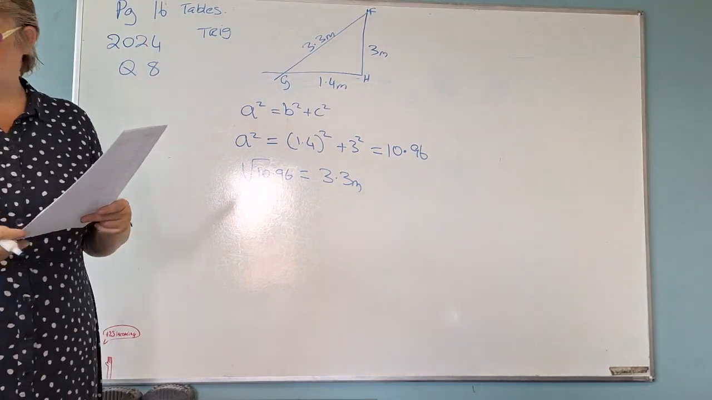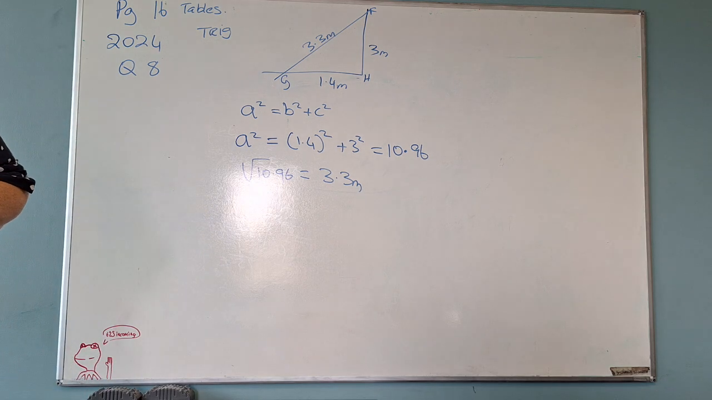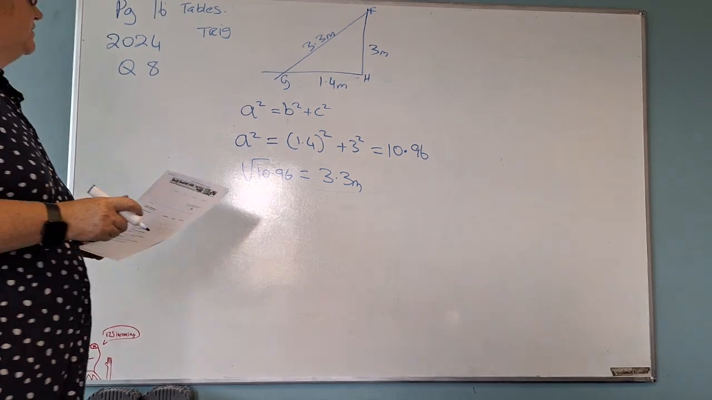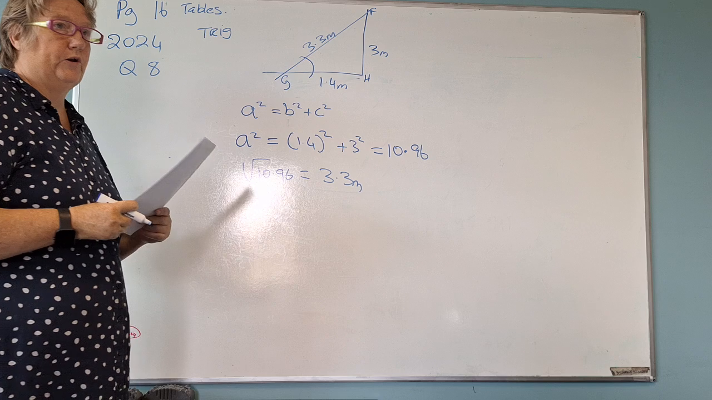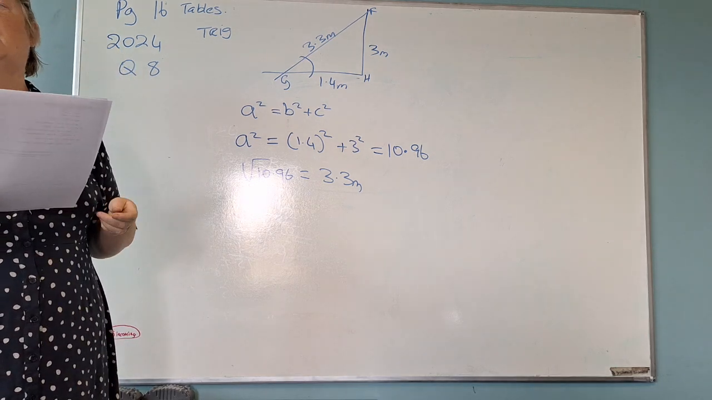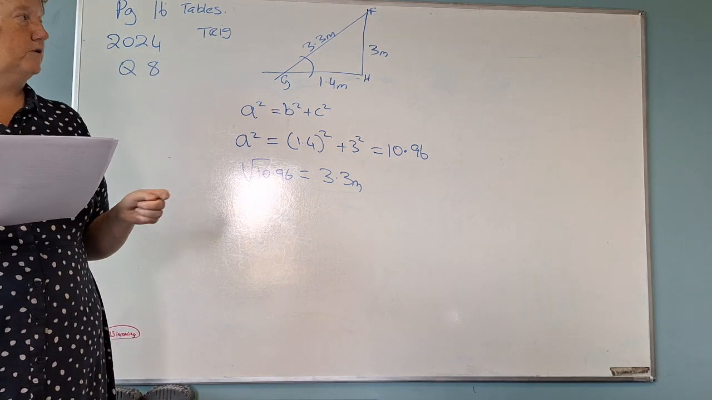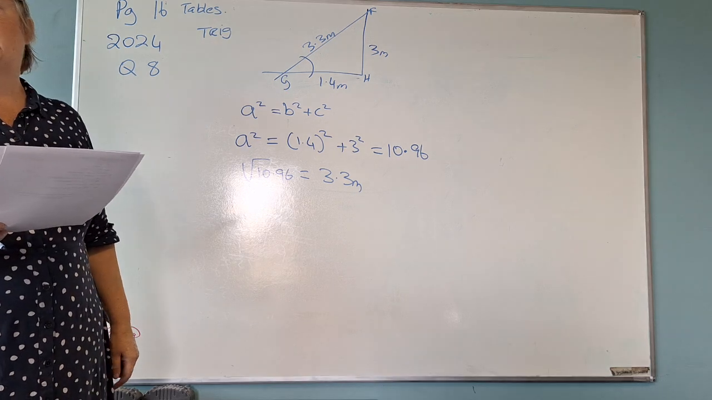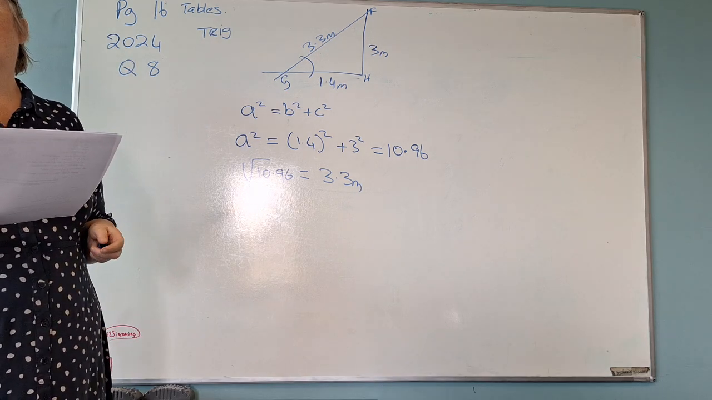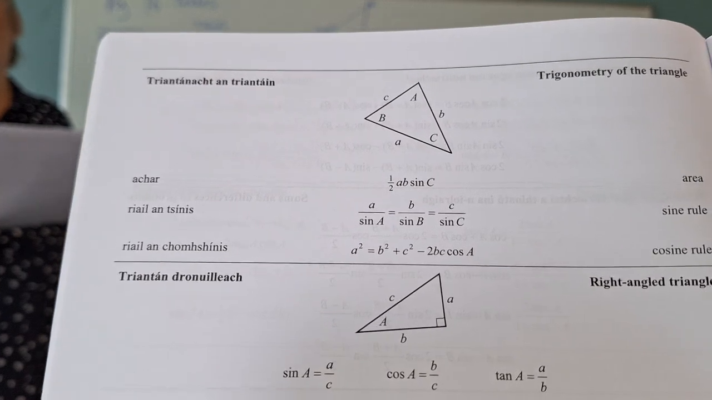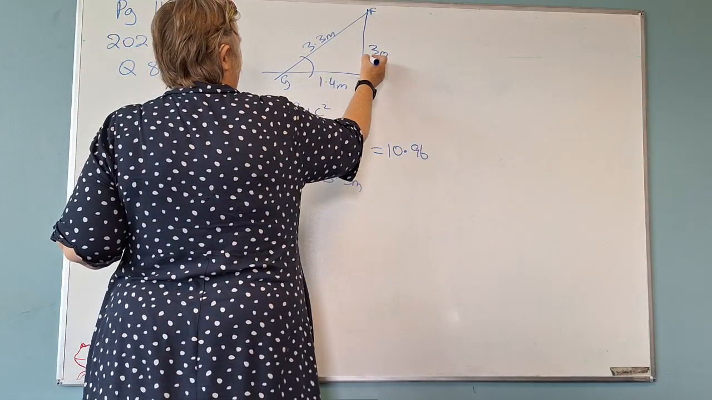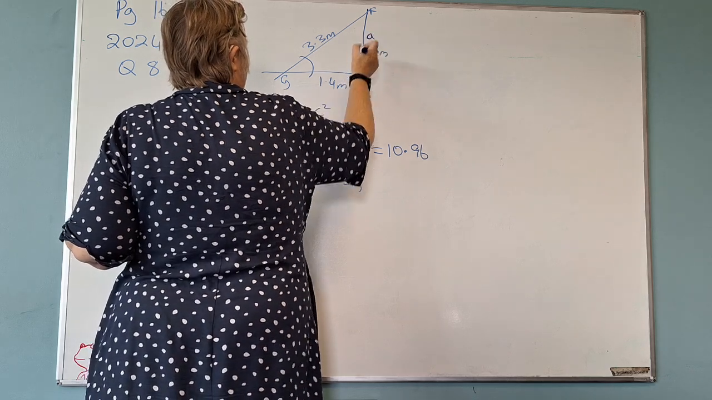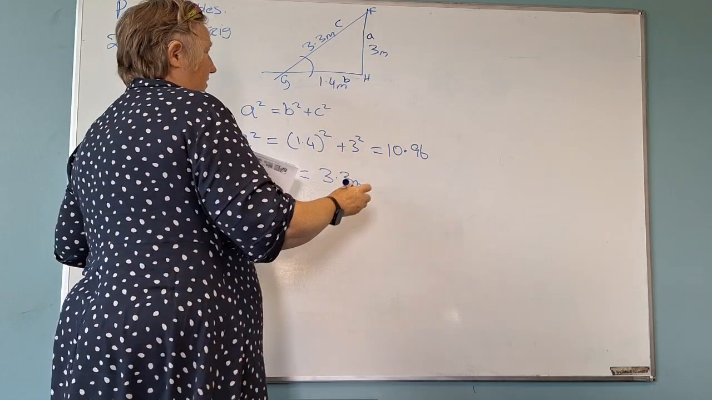Next, you are asked to find the size of the angle FGH to the nearest degree. So you're looking for this one here. You can use sine, cosine or tan. You go to your papers, again page 16, and you'll see the fractions for sine, cosine and tan. Just work out your correct lines. So this is your A, this is your B, this is your C. I'm going to use tan.